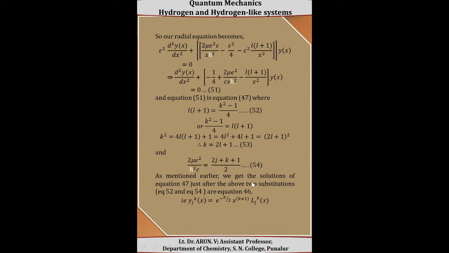As mentioned earlier, we got the solutions of equation 47 just after the above two substitutions. That is, by substituting equations 52 and 54 in equation 46, we get the solution of the radial part of the Schrodinger equation as y_jk(x) is equal to e^(−x/2) x^((k+1)/2) L_j^k(x).